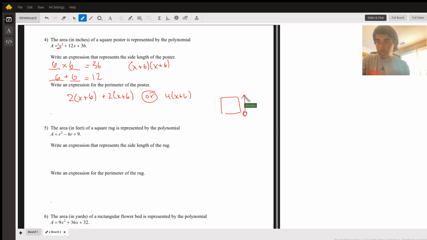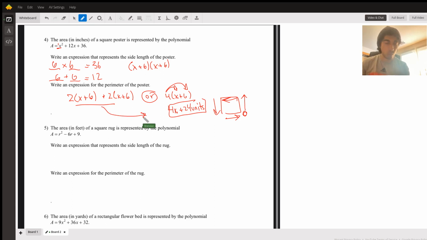I'm starting here and I'm walking all the way around all 4 sides. All right. So again, I'm going to leave the distributing and the combining like terms to you. Remember what's happening. We're multiplying 4 by each of these, and that is going to give us 4x plus 24 units. And notice you could do this, and it's going to give you the same answer.